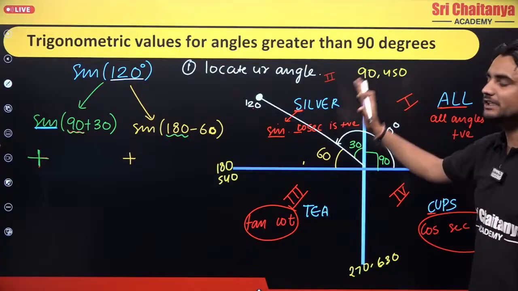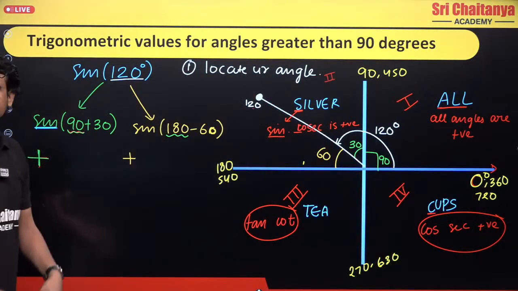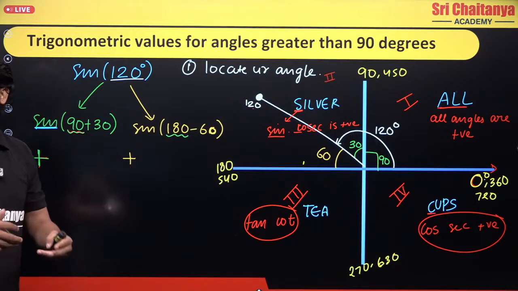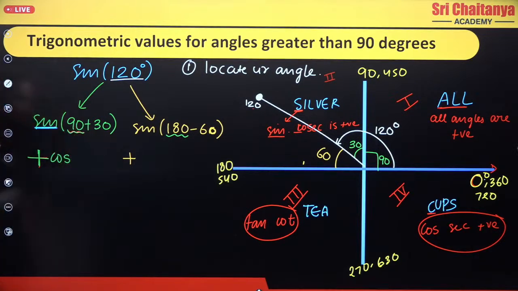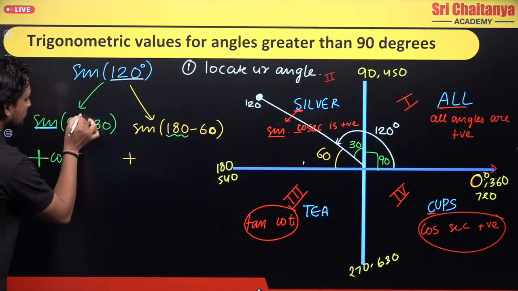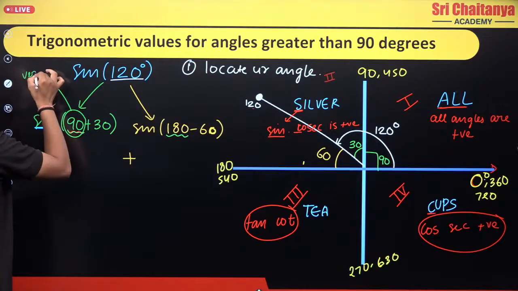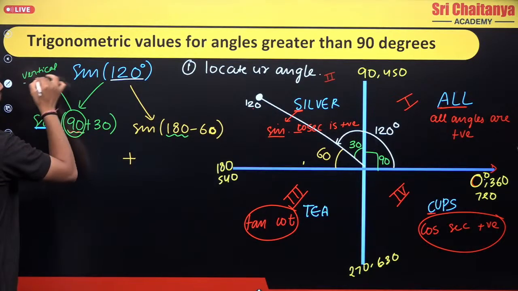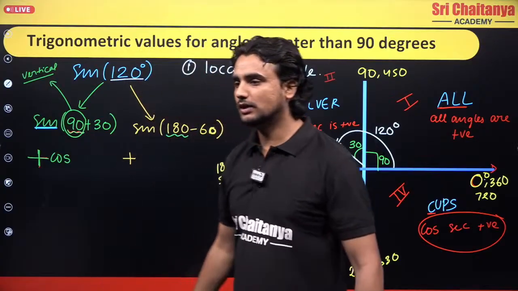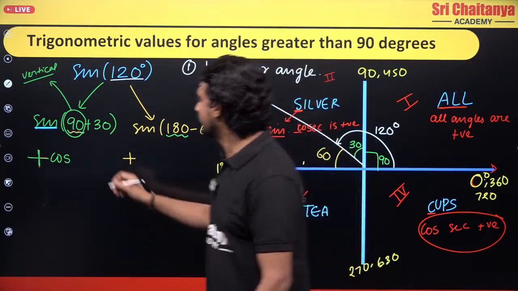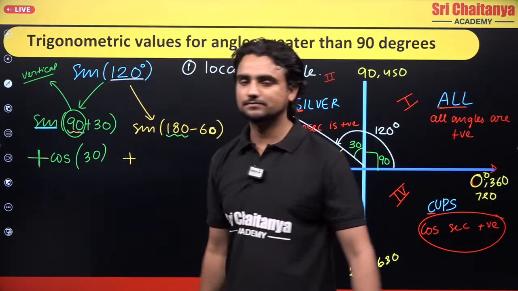Whenever you see a vertical angle, the function will change to its complementary function. And what is the complementary of sine? It is cos. Whenever you see a vertical angle, you will change sine to cos. So I have changed sine to cos. So this will become how much? Cos, and I'll write 30 as it is.